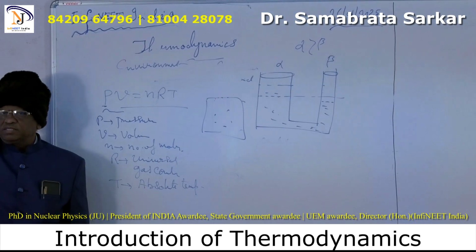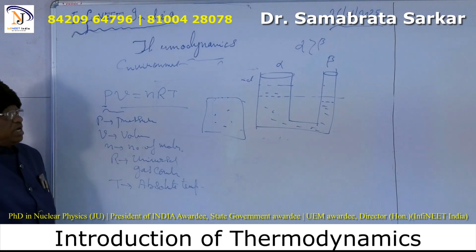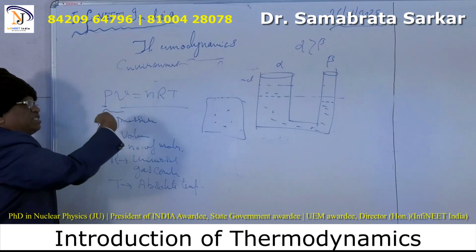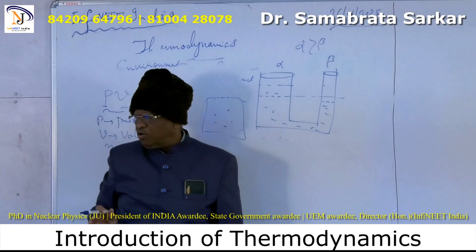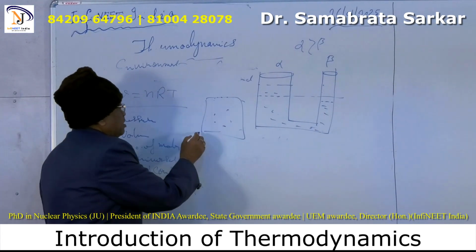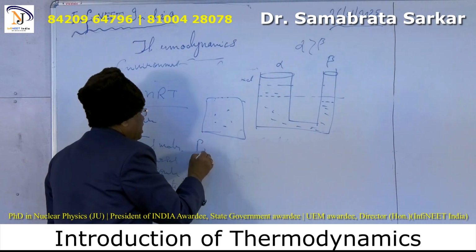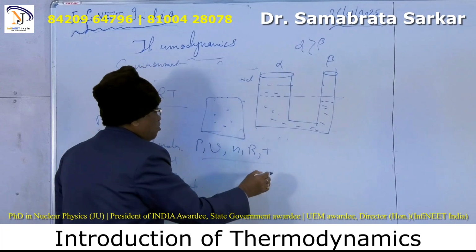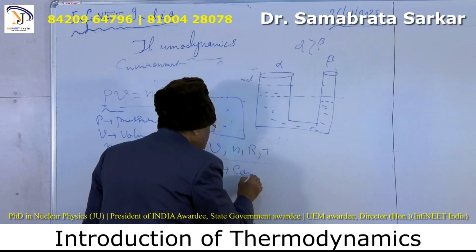All these parameters are not dependent on each other. This is a separate parameter, this is another separate parameter. They are not dependent on each other. There is no correlation among all the parameters. So when the system reaches the thermal equilibrium state, then P, V, N, R, T all are constants. What does it mean? All are constants.